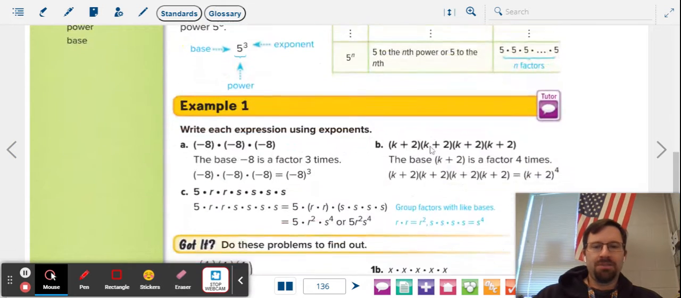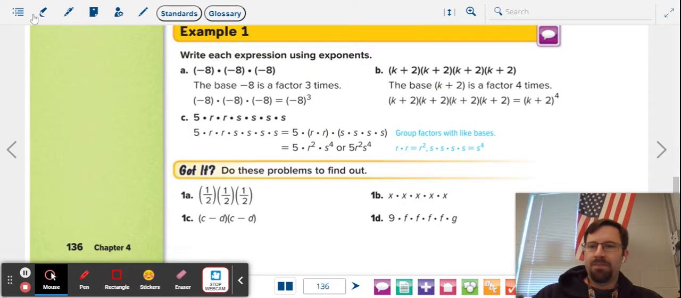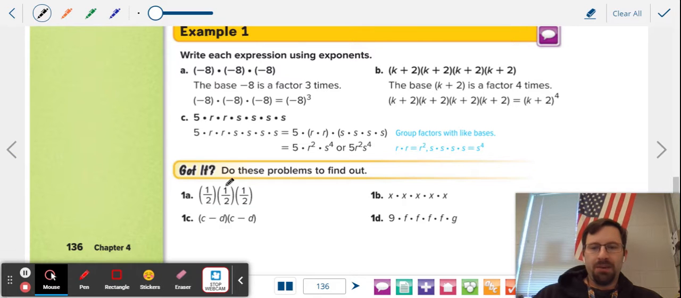So just starting with writing, first you identify what's being repeated. That's the base. So here a half is being repeated. How many times is it repeated? 1, 2, 3. So it's to the third power. Over here, x is being repeated. How many times? 1, 2, 3, 4, 5 times. So x to the fifth.